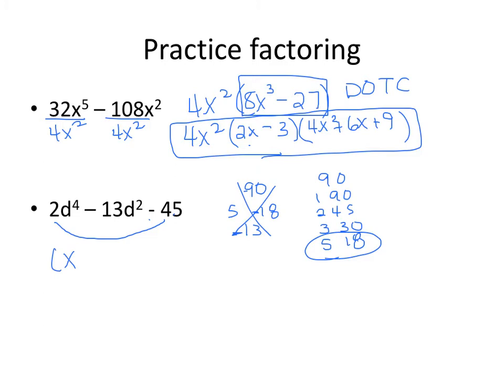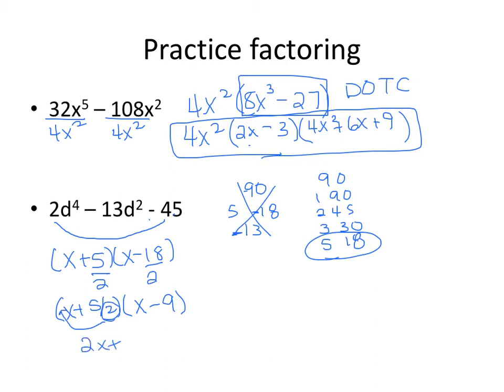So we're going to have x plus 2, sorry. Cat's tail's in the way here. All right, let me try to write the right number down there. X plus 5, x minus 18. And then remember you divide and reduce. So this will still be x plus 5 halves times x minus 9. Bottoms up. So it'll be 2x plus 5 times x minus 9.